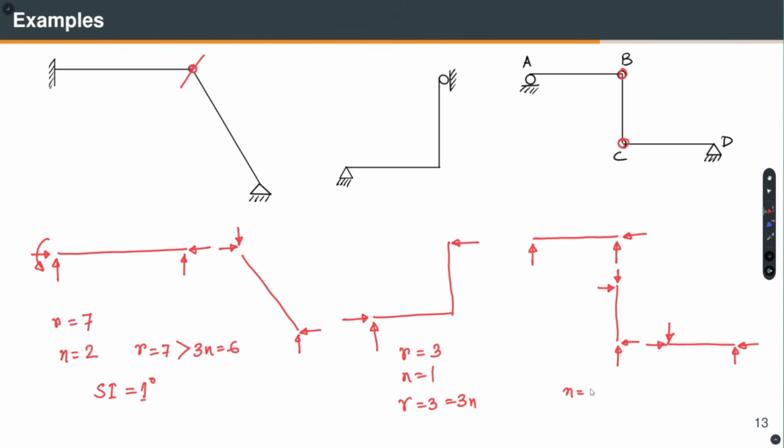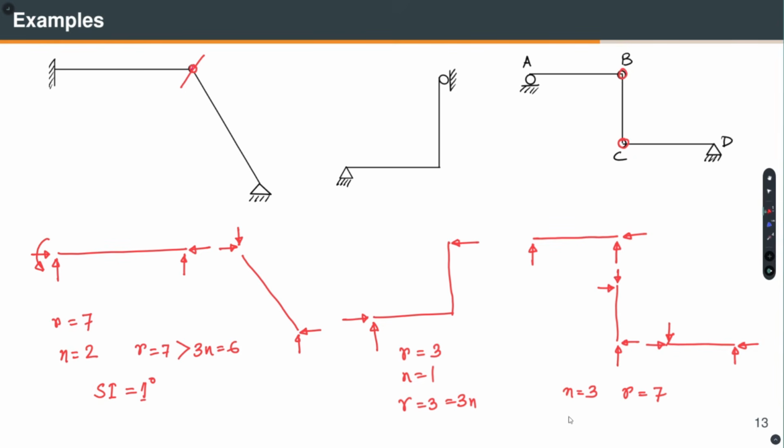So, how many free bodies? We have got n is equal to 3. How many reactions do we have? Unknown reactions: 1, 2, 1 plus 2 is 3, plus 2 is 5, plus 2 is 7. Is that correct? 1, 2, 3, 2, 5, plus 2, 7. Okay.